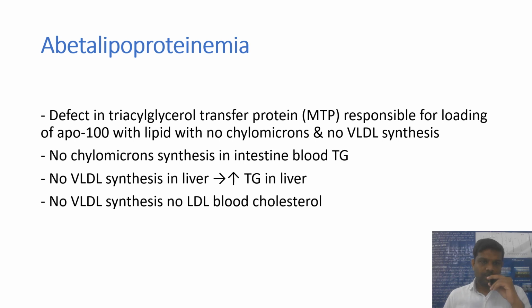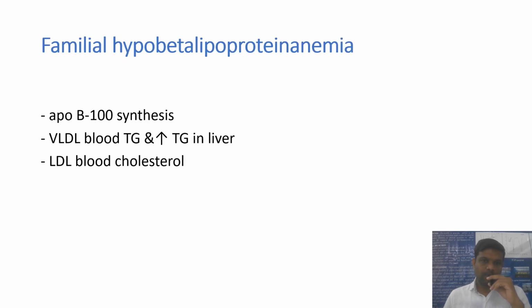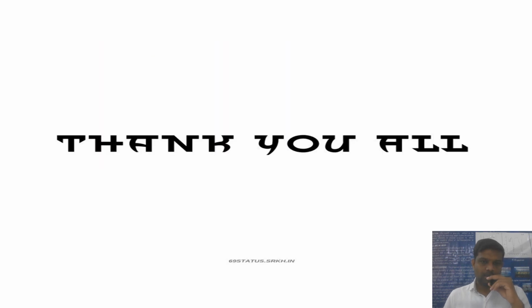A beta lipoproteinemia, defect in triacylglycerol transfer protein MTP, responsible for loading ApoB100 with lipid, with no chylomicrons or no VLDL synthesis. No chylomicron synthesis leads to decreased intestine blood triglyceride, no VLDL synthesis in liver and increased triglyceride in the liver, no VLDL synthesis, no LDL blood cholesterol. Familial hypo-beta lipoproteinemia includes the defective ApoB100 synthesis, decreased VLDL blood triglyceride and increased triglyceride in liver, decreased LDL blood cholesterol.